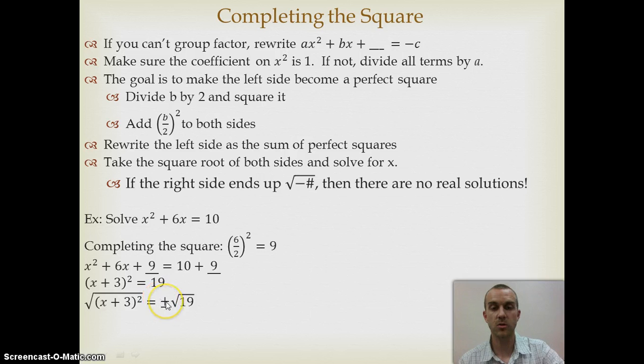To remove that square, I take the square root. And remember, a square root you always get plus or minus. So I have x plus 3 equals the plus or minus square root of 19. To get x by itself, I'm going to subtract 3. So negative 3 plus or minus the square root of 19 is the solution. It's not a nice looking solution, but it is two real solutions here.